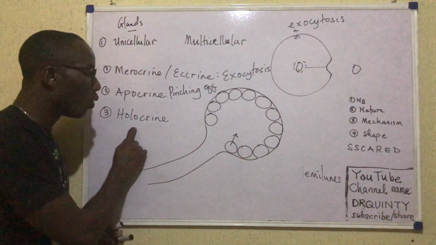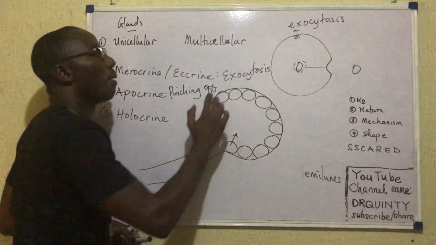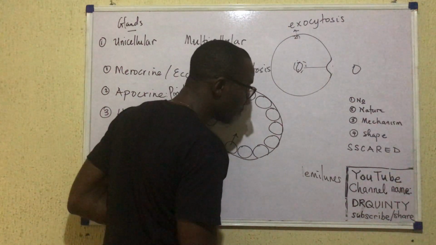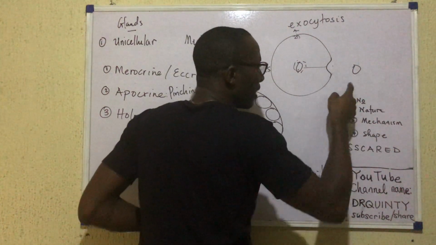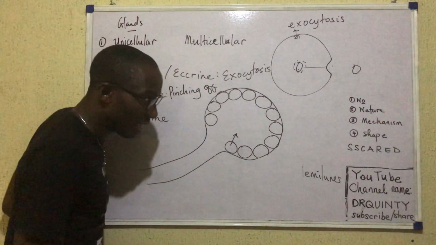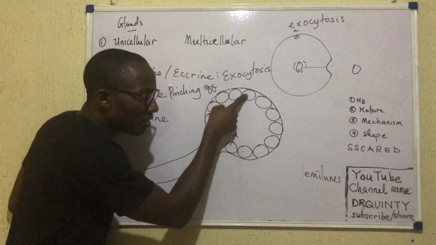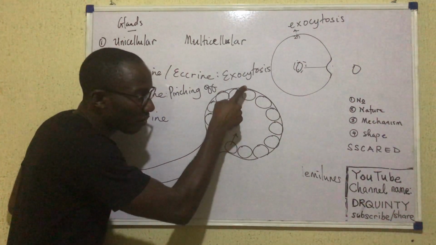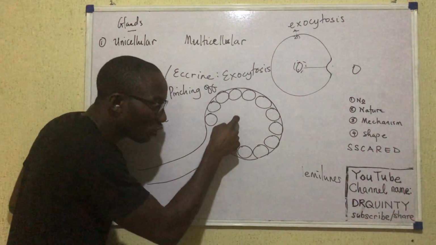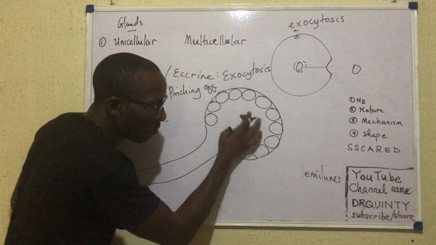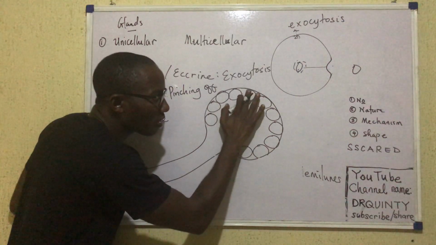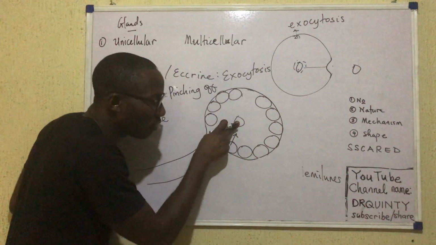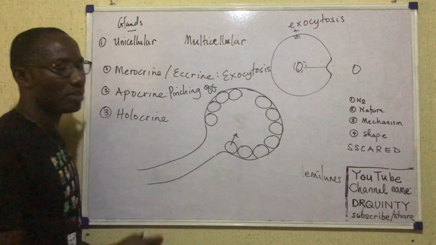Then for the last one, holocrine. Materials do not transport out as in exocytosis. A portion of cytoplasm is not pinched off as you are seeing there. Instead, if this is the cell that has secreted materials, after secreting materials, the cell will fall into the lumen. This is called the lumen, the space in the center. This whole cell falls into the lumen and then breaks down in this lumen. It just breaks down to release its secretion.